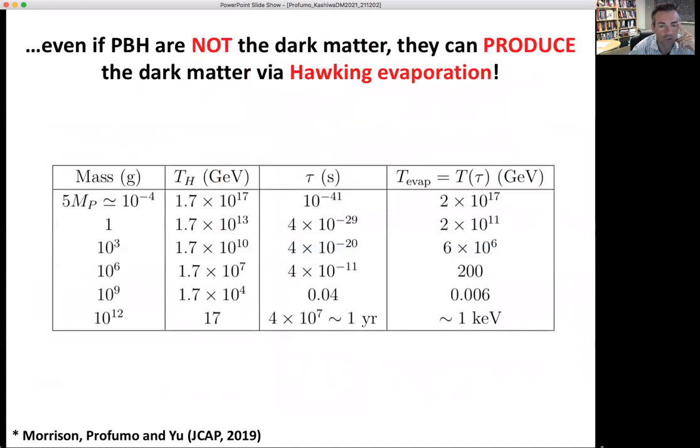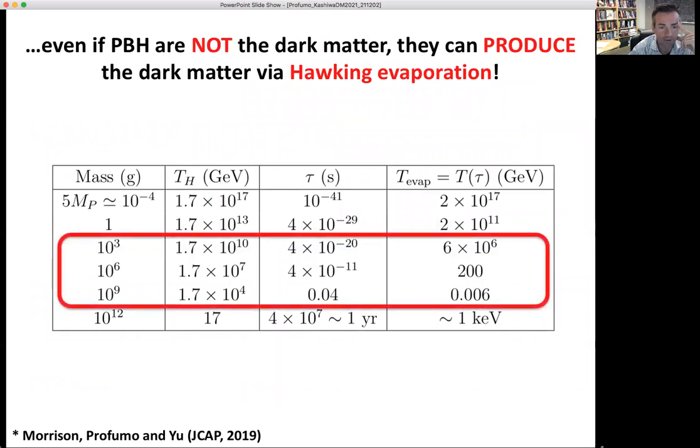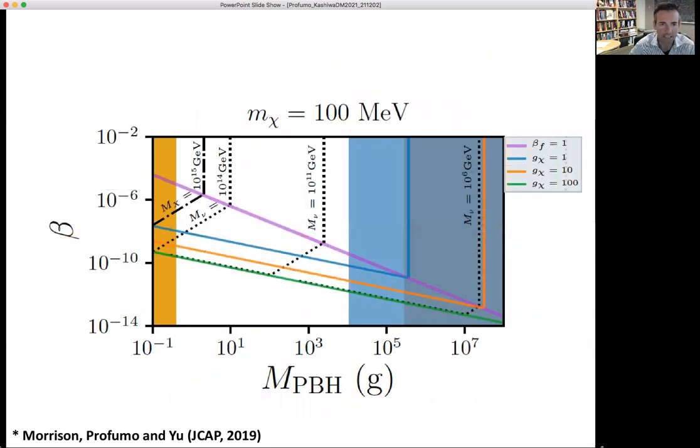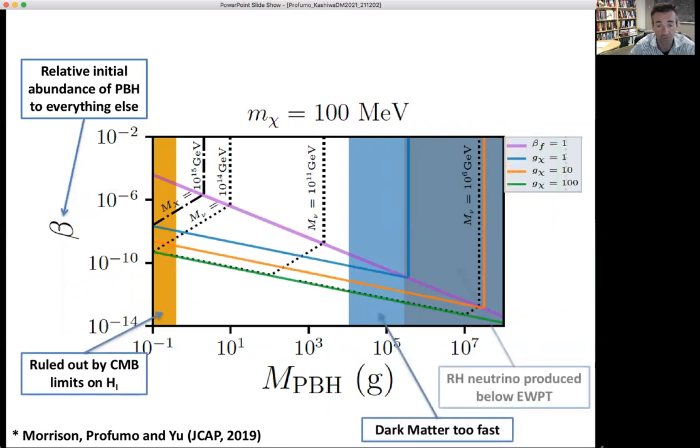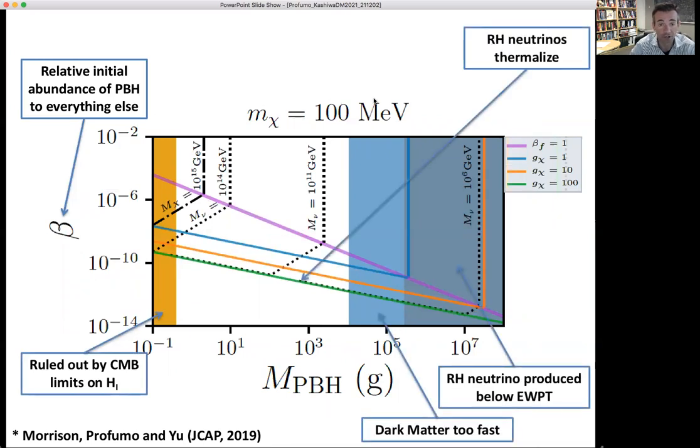Now, lighter black holes are too light to be stable today, but they can still be relevant for the dark matter in that they do evaporate and they could produce, in principle, dark matter in the process of evaporation. So we studied this in 2019, and we showed that in the parameter space described by the relative initial abundance of PBH to everything else versus the PBH mass, regions are excluded by a variety of constraints. But given a dark matter mass, it is possible to both produce the dark matter in the right abundance and perform leptogenesis, producing, through evaporation, right-handed neutrinos in the right amount.